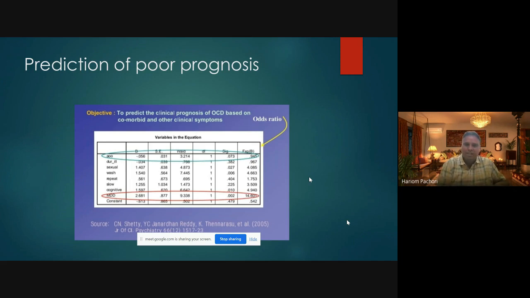Here we have got the beta value, the SE value, the Wald value, the DF value, the significance value, and the exponential beta value. So which value should be reported, and how to interpret this? Can you help me with this table? Which variable is most important in this table?